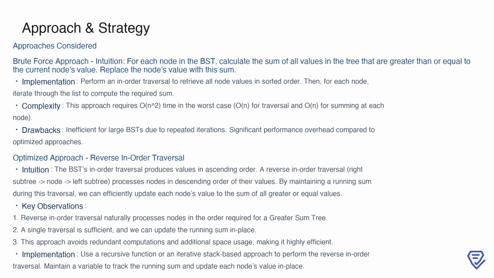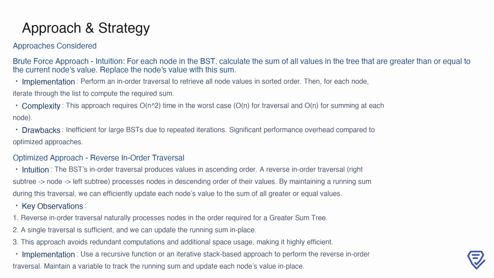To solve the problem of converting a binary search tree into a greater sum tree, let's first consider the brute force approach. The intuition here is straightforward. For each node in the BST, we calculate the sum of all values in the tree that are greater than or equal to the current node's value, and then replace the node's value with this sum. To implement this, we would perform an in-order traversal to retrieve all node values in sorted order. Then, for each node, we would iterate through this list to compute the required sum.